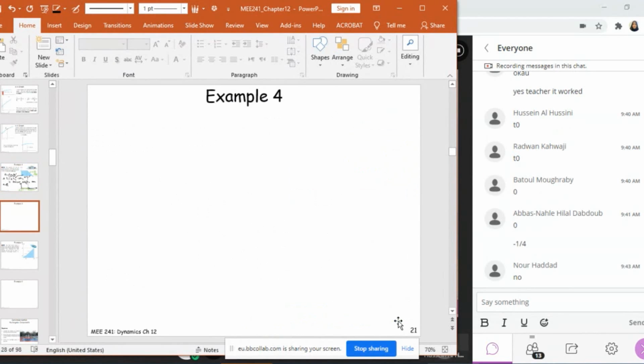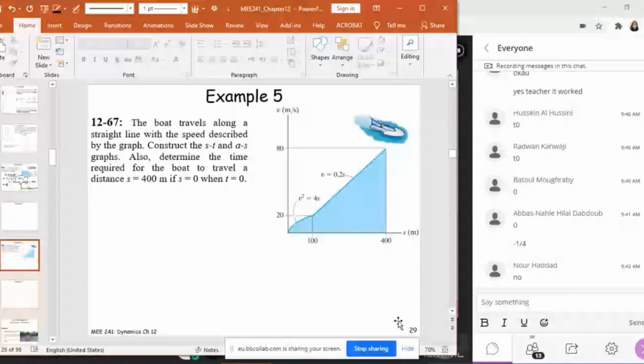Now, this is a more complicated problem, 12.67. In this case, the boat travels along a straight line with the speed described by the graph. So this is a rectilinear motion. However, the speed V versus what here? Versus S. Now, it's not T, so it's much more complicated. So V versus S is given using this graph.